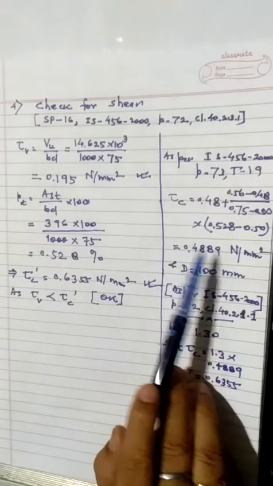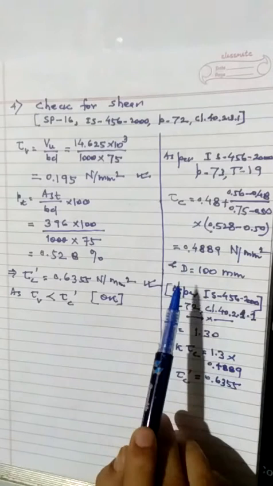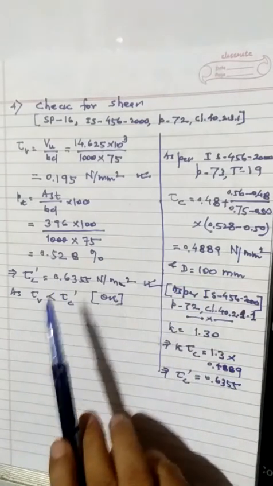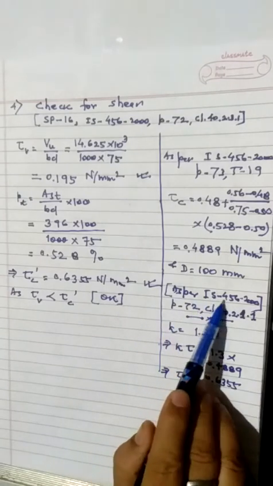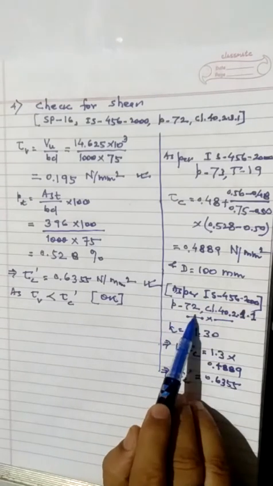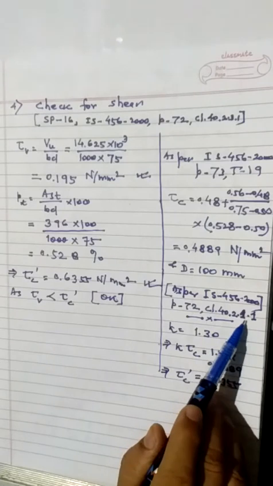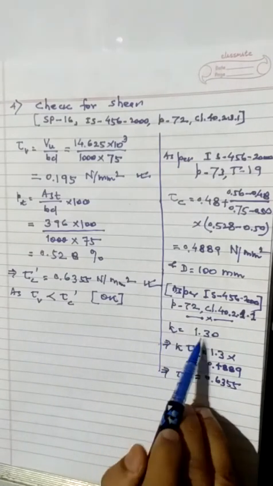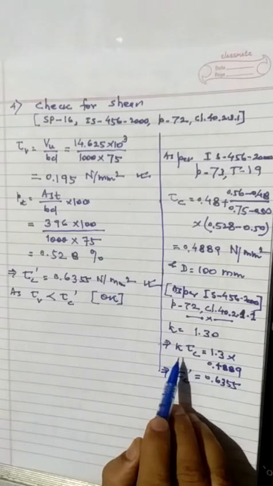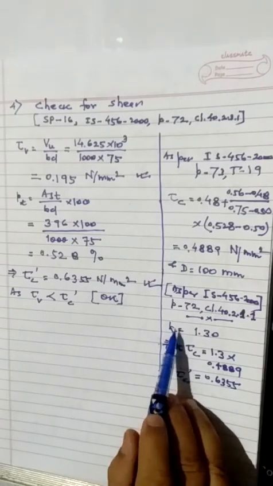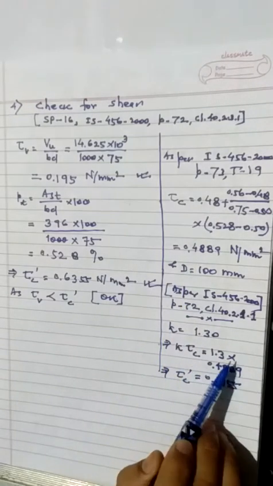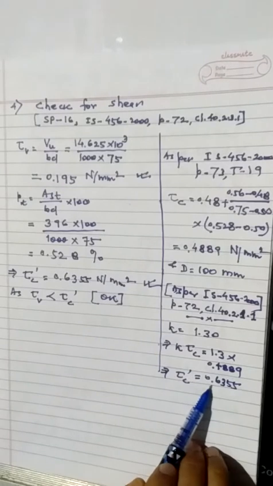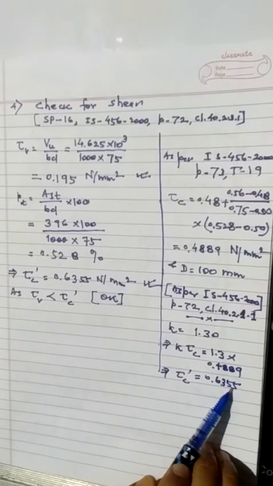That is the permissible shear strength of concrete, and the total depth of the slab is 100 millimeter as given in this problem. So as per IS-456-2000 page 72, clause number 40.2.1.1, we get a coefficient K for a solid slab of 1.3. So we get the product of K and tau C, that is 1.3 into 0.4889, and this is tau C dash, it becomes 0.6355.